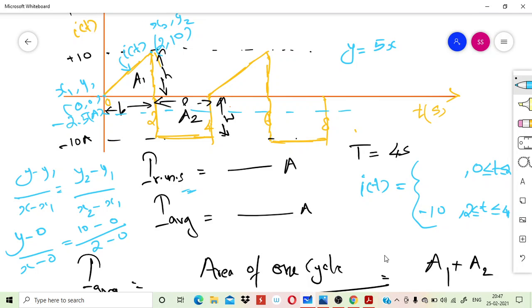In this case, the x-axis is time t, and along the y-axis it is I of t. So I am replacing y with I of t and x with t. Then I of t equal to 5t is our equation. So I of t is defined in two intervals like this: 5t and minus 10.